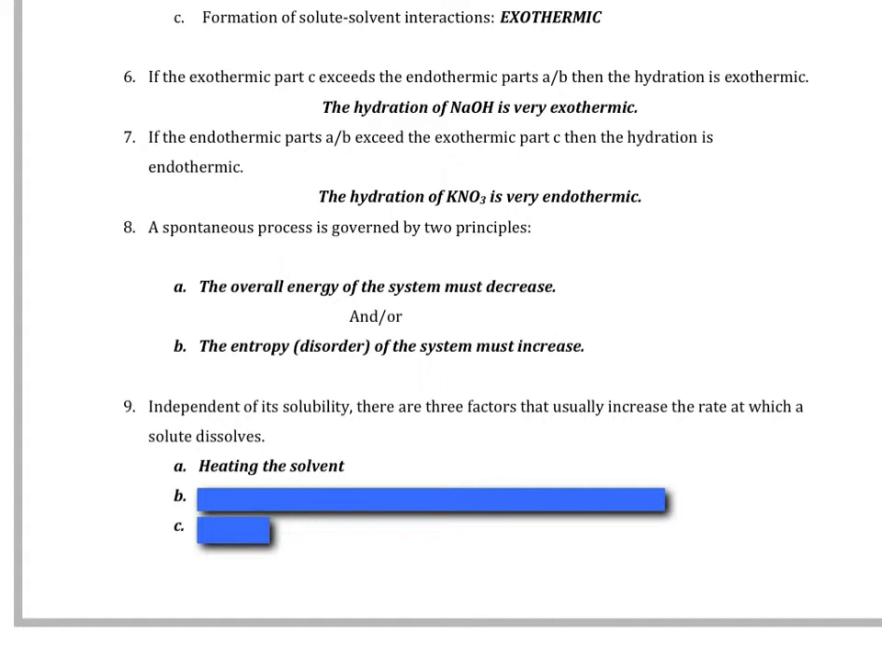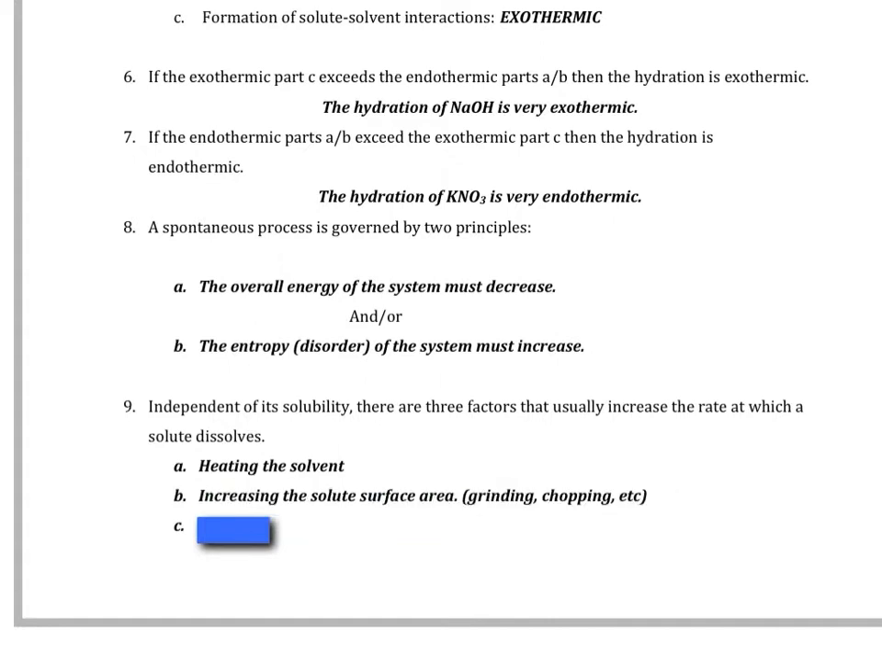Another way to increase the rate of solubility is to increase the surface area. You can grind it and you can chop it up. For instance, a sugar cube is not going to dissolve nearly as fast as granulated sugar. And the last thing you can do is just stirring or mixing. That just brings the water molecules in contact with the ions much faster.